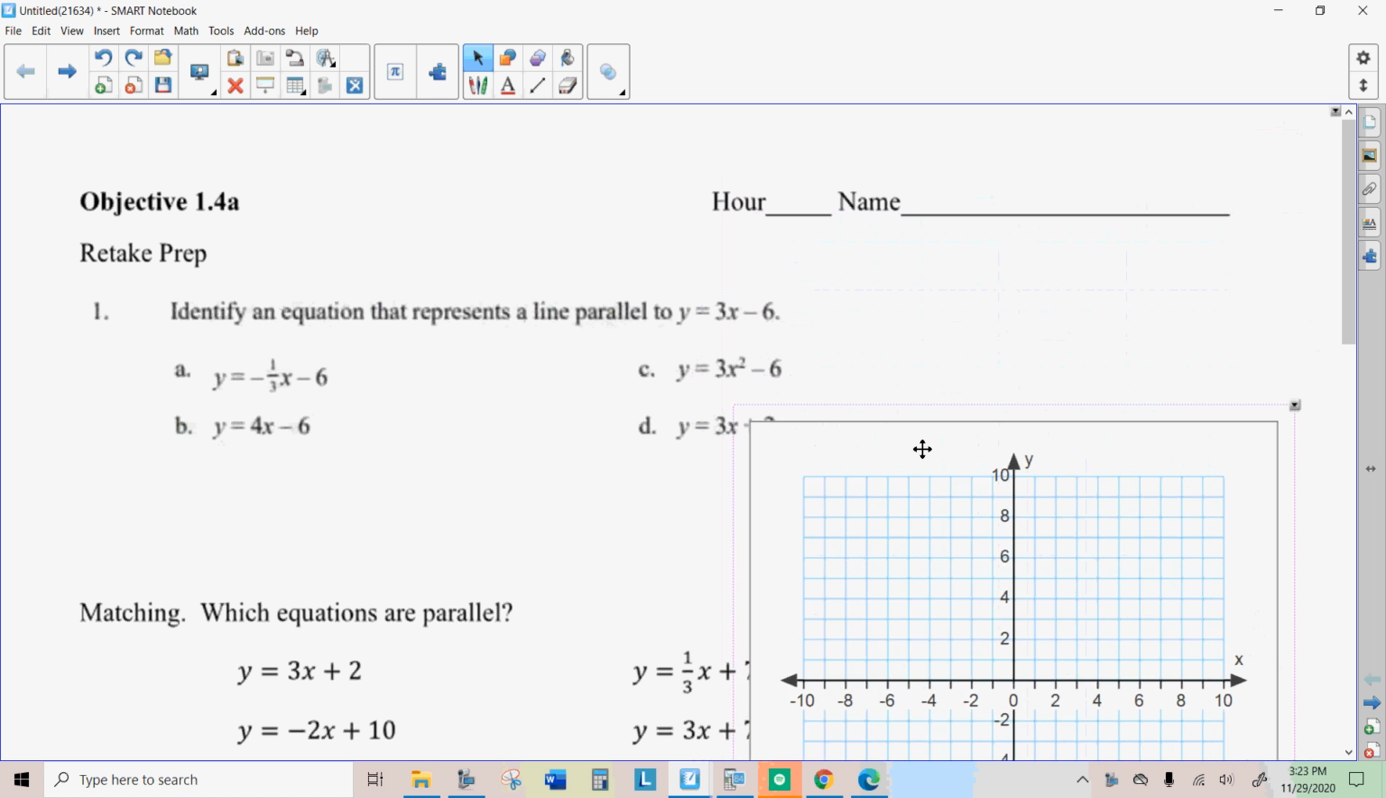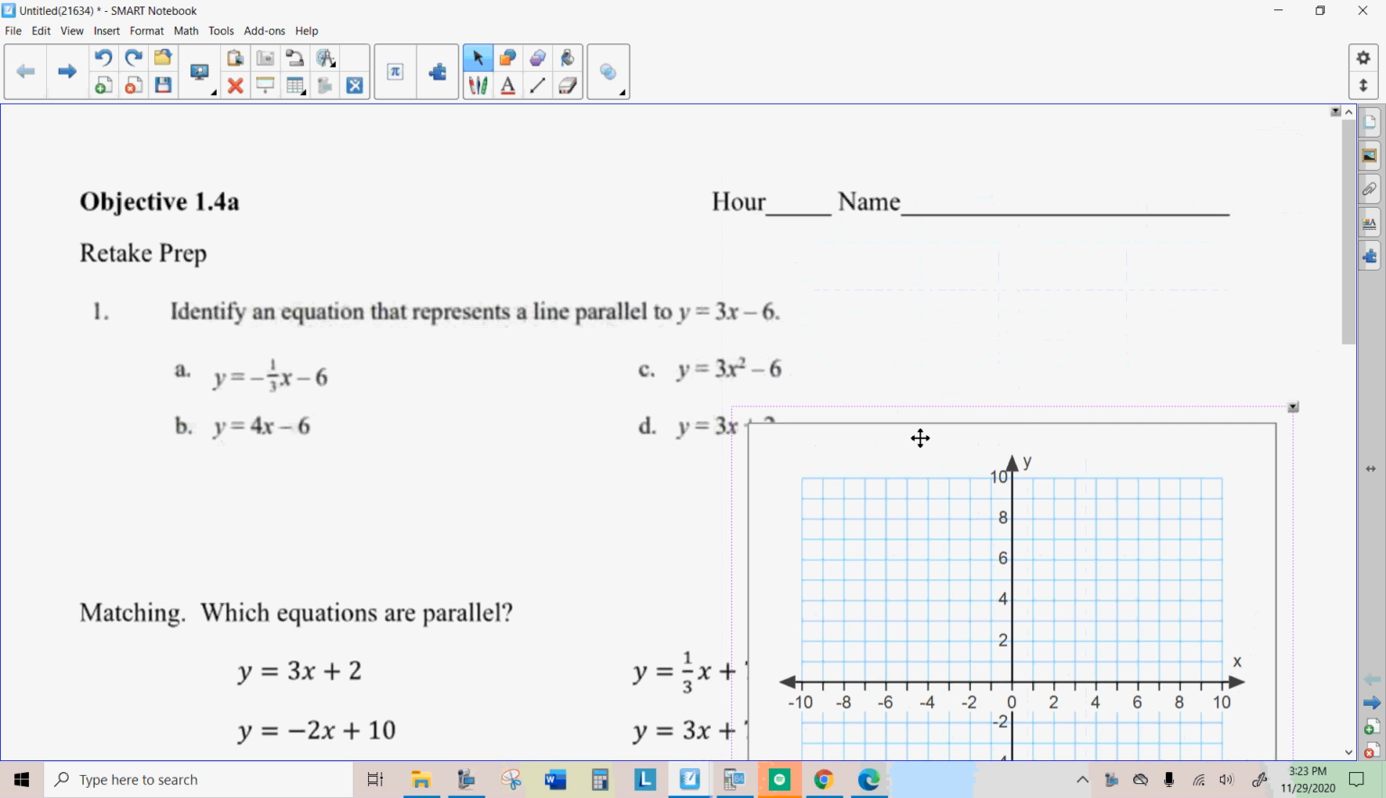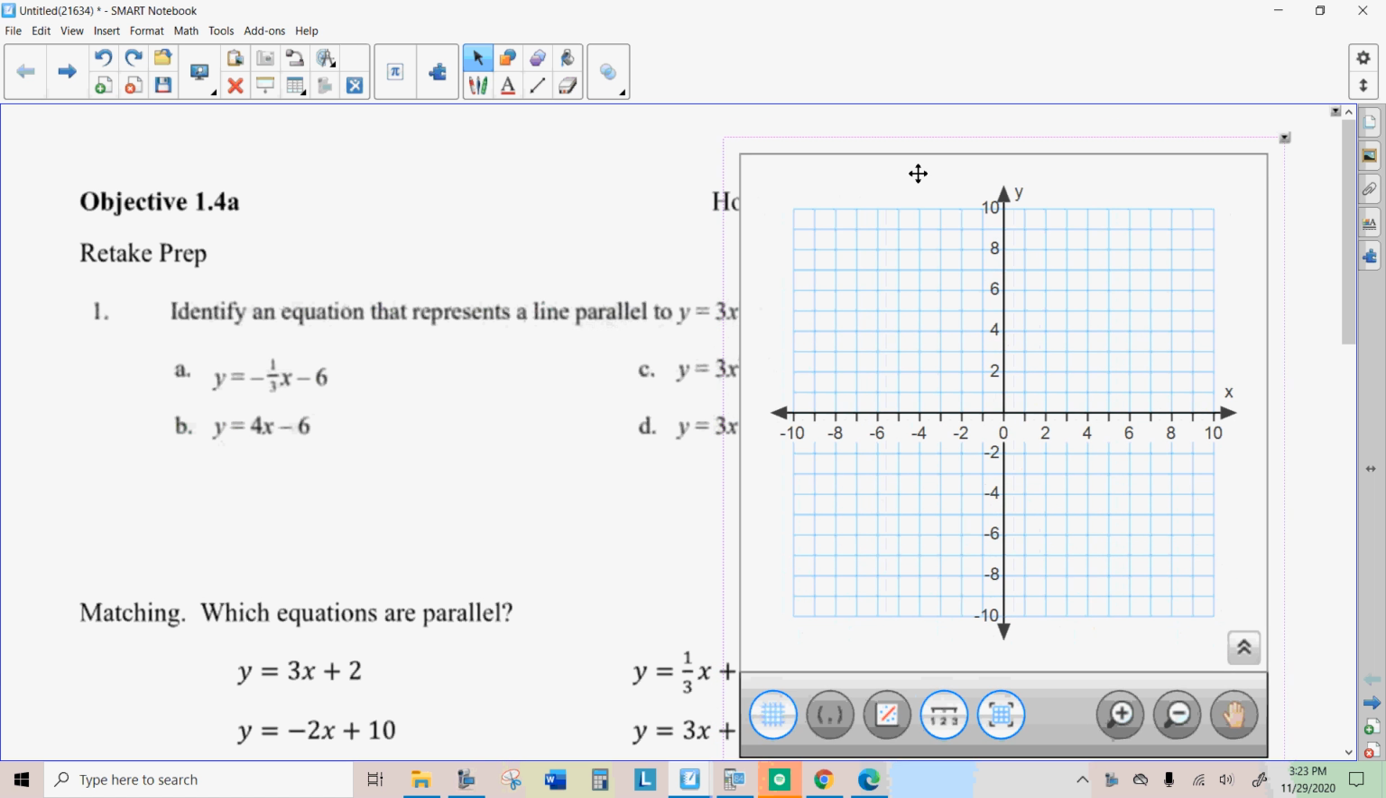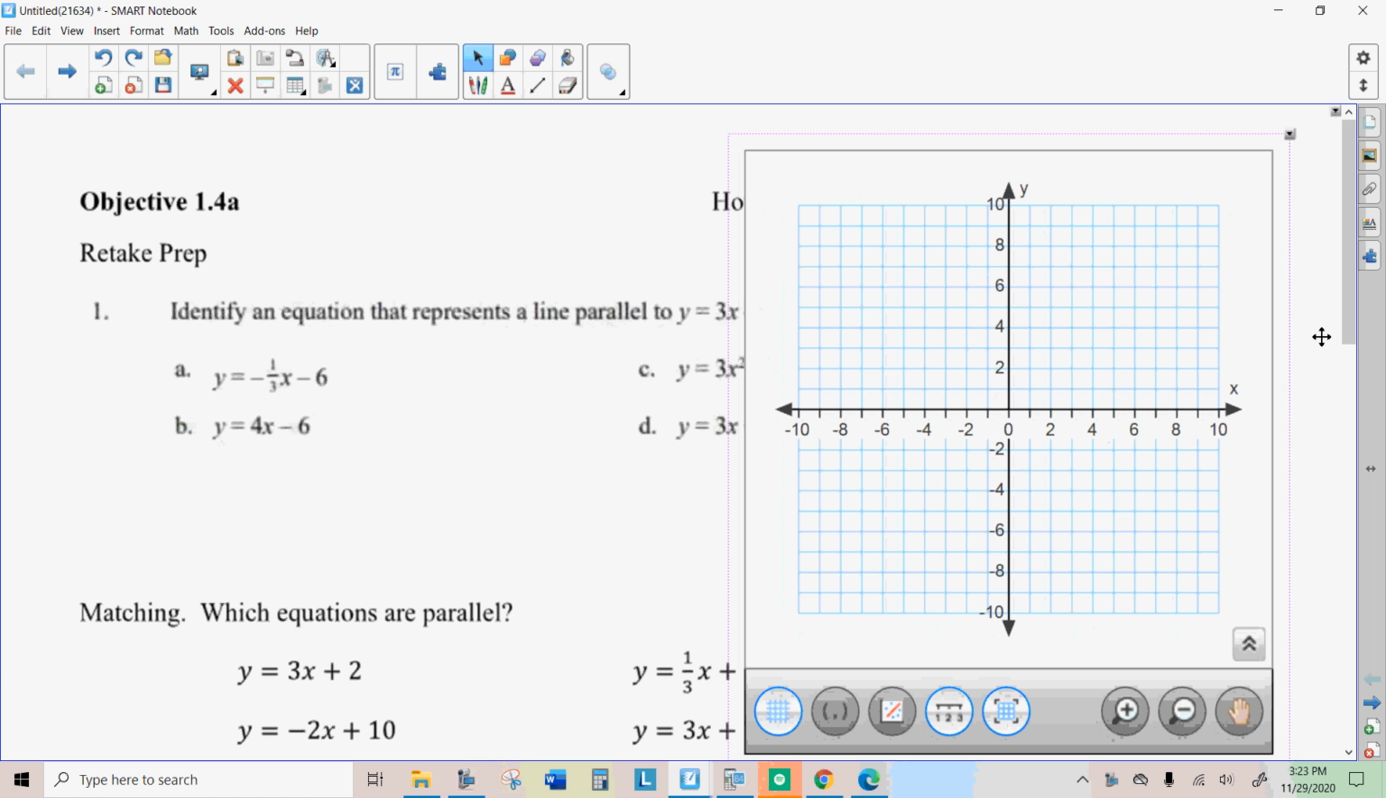Okay, so this objective is about identifying lines that are parallel and also telling if points are collinear, in other words, if they all line up, by using slopes. So let's just review what it looks like on a graph if lines are parallel. So I have a graph here, and let's say I have a point right there on my graph.